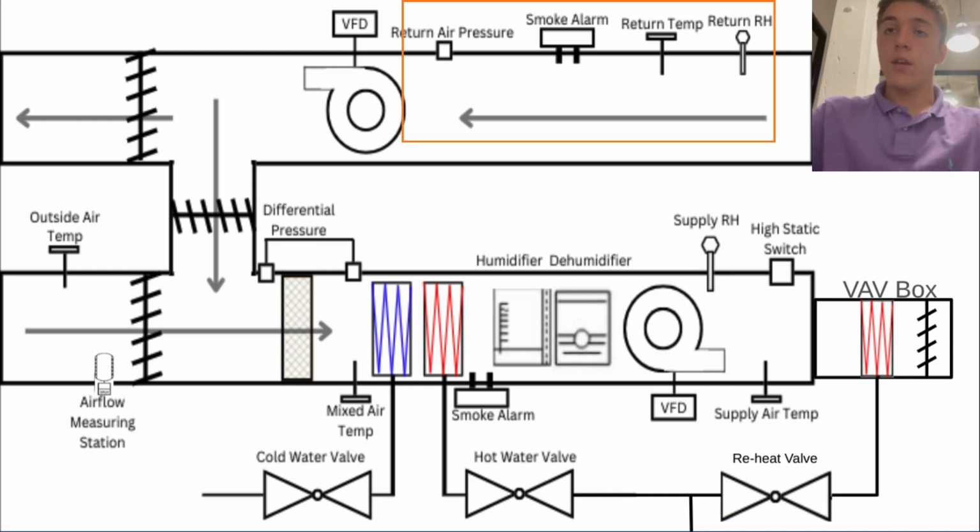Then on the return side, we have a bunch of sensors such as the return relative humidity, the return temperature, the return smoke alarm, and the return air pressure, all just to make sure that everything inside the room is good. Even though we have sensors inside the room, maybe it doesn't hurt to have that extra layer of defense.